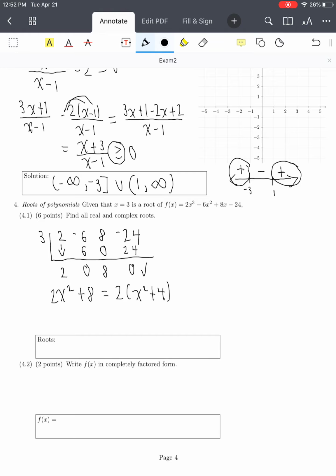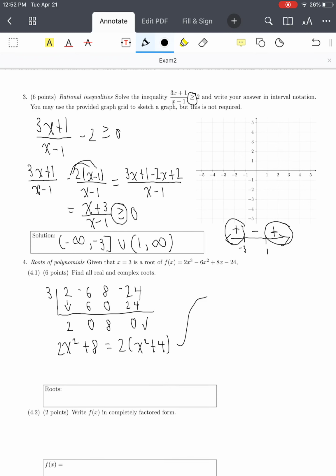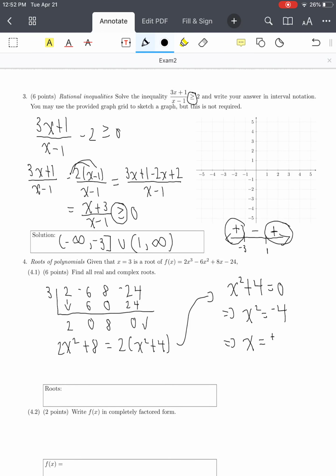And then x squared plus 4, if we set that equal to 0, so I'm just going to go up here, x squared plus 4 equals 0, gives us x squared equals negative 4. And now we take the square root of both sides. So the square root of a negative number is imaginary. So we have plus or minus 2i. So now our roots are x equals 3, 2i, and negative 2i.